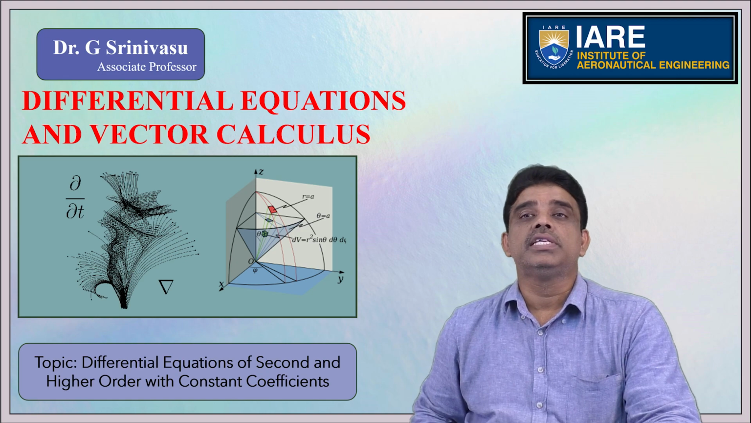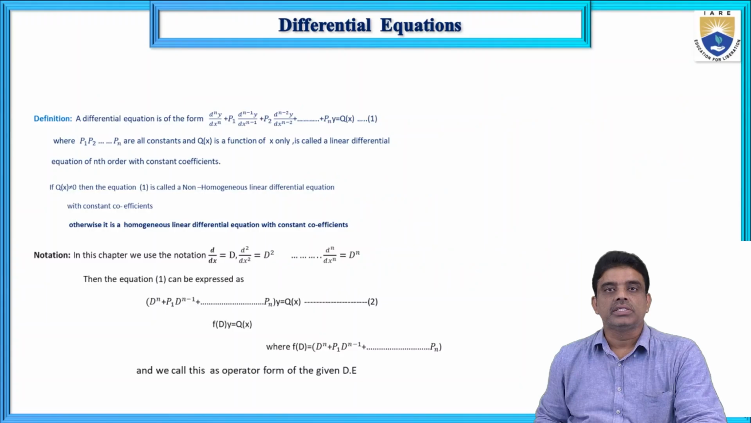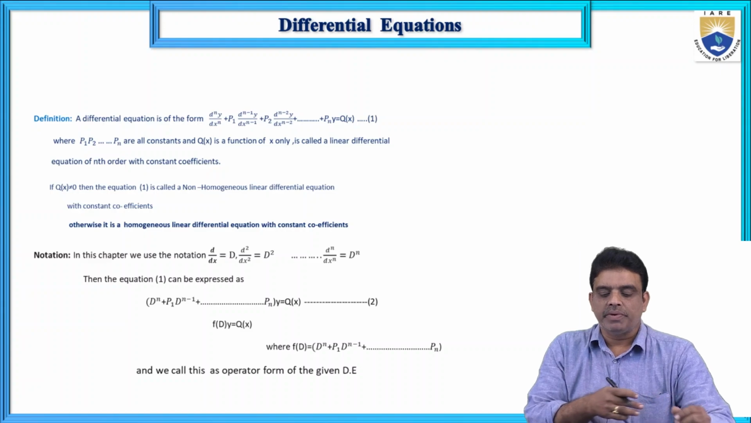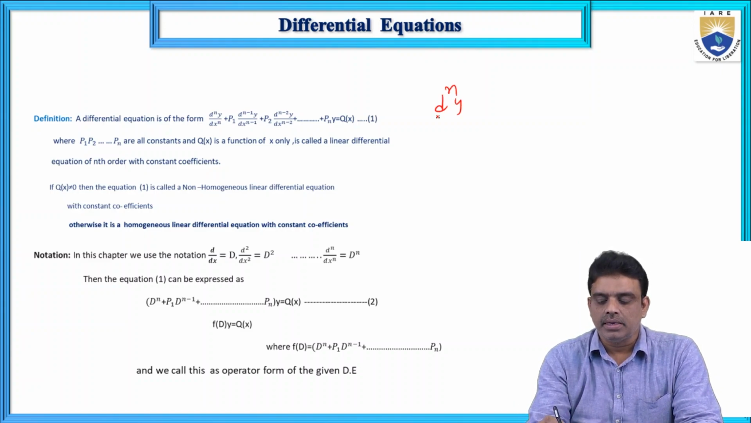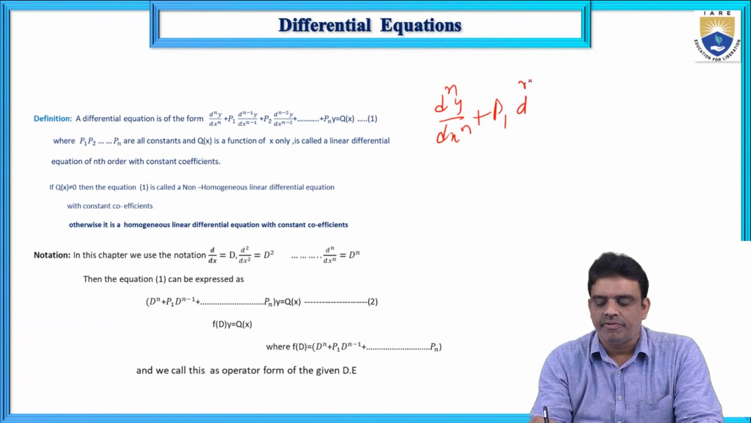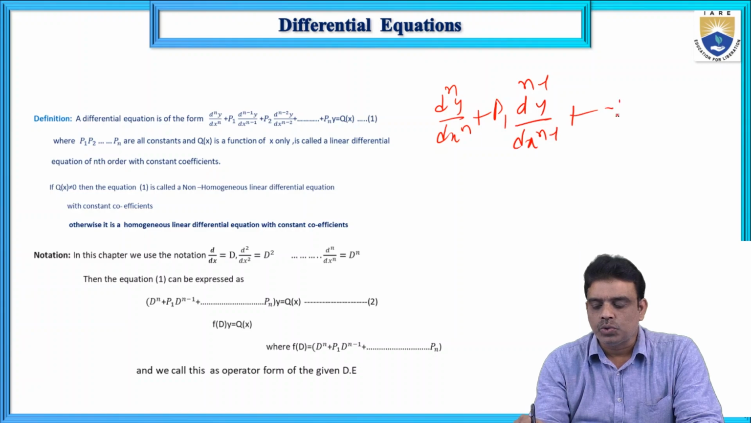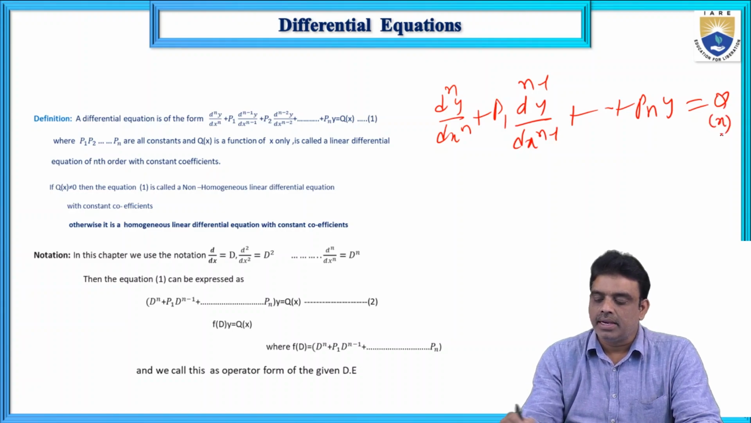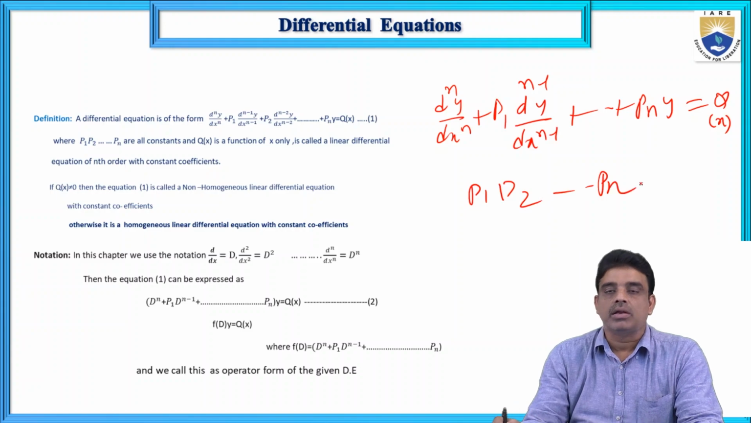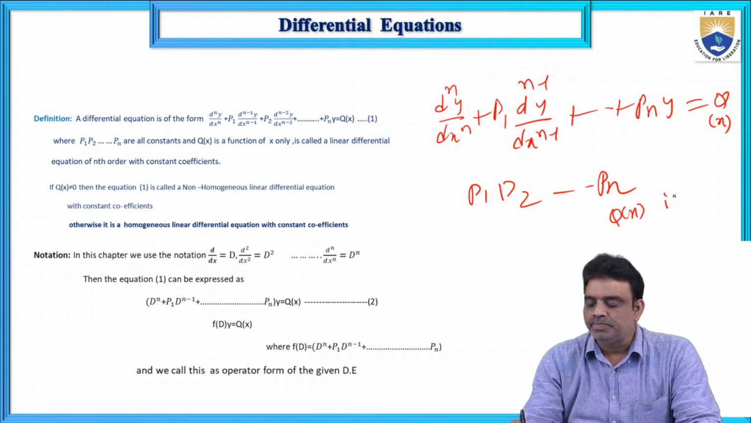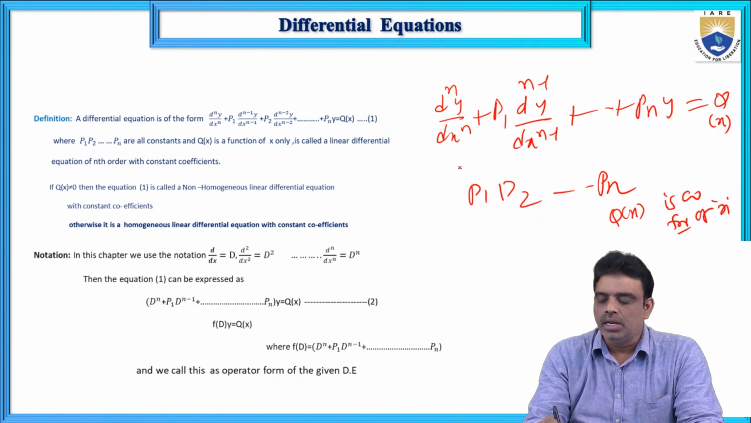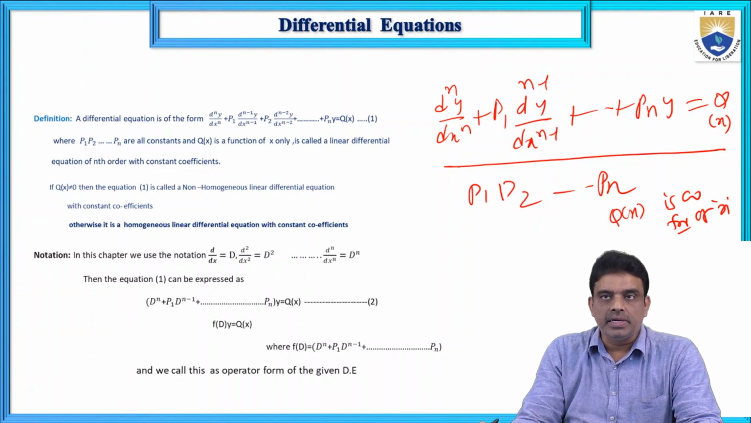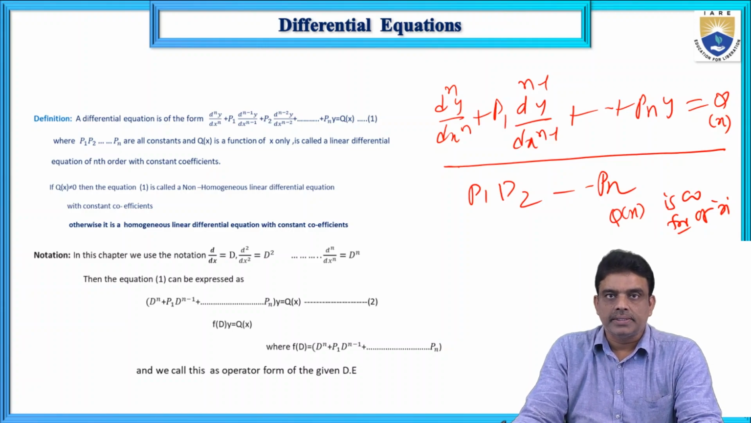So what is the standard form of this equation? These differential equations are of the form d^n y by dx^n plus p1 d^(n-1) y by dx^(n-1) plus so on plus pn into y is equal to q of x, where p1, p2, so on, pn are all constants, and q of x is a function of x, is called a differential equation of second or higher order, nth order differential equation with constant coefficients.